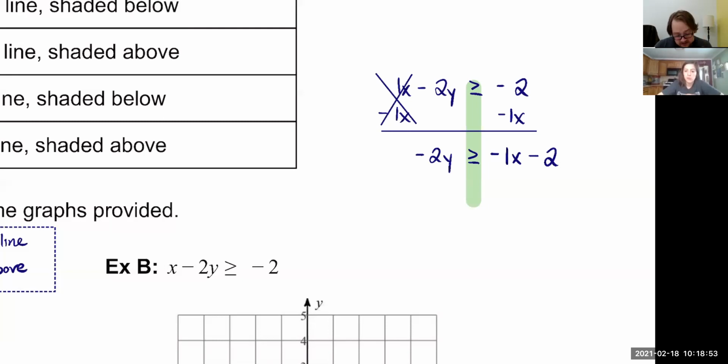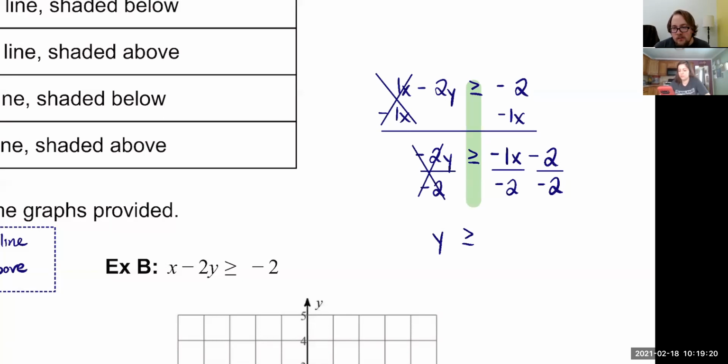Next thing on my list, still trying to get that y by itself. I'm going to divide every piece by a negative 2. Because on the left, negative 2 divided by negative 2 gives me a positive 1, which allows me to hide it, which makes y appear to be by itself.